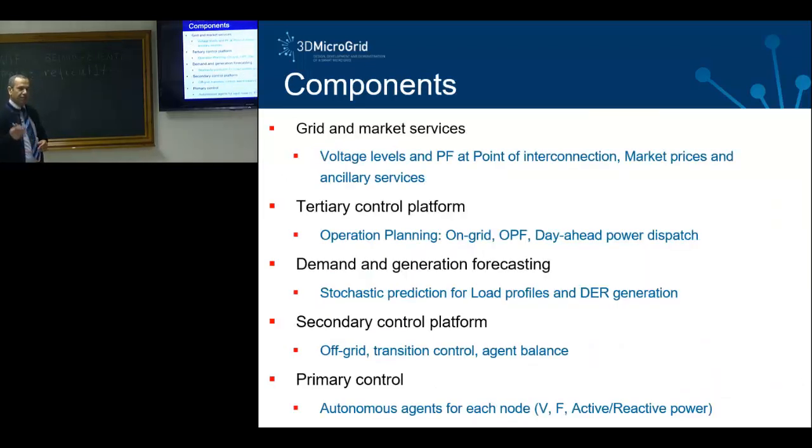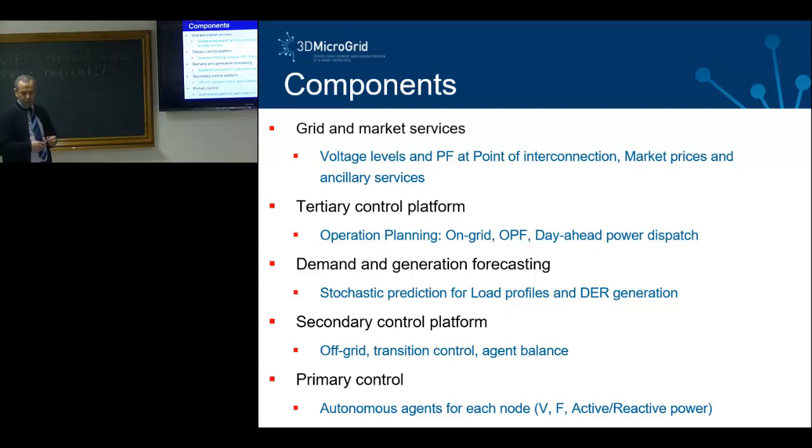As I said, the first component you have seen in the graph is on the grid and market services. This is very much focused on the interconnection with the grid. So what are the voltage levels? What is the power flow in the two directions? Because it very much depends on the pricing of electricity in the grid. So what are the market prices and what are the ancillary services that keep up the optimal power flow on the system?